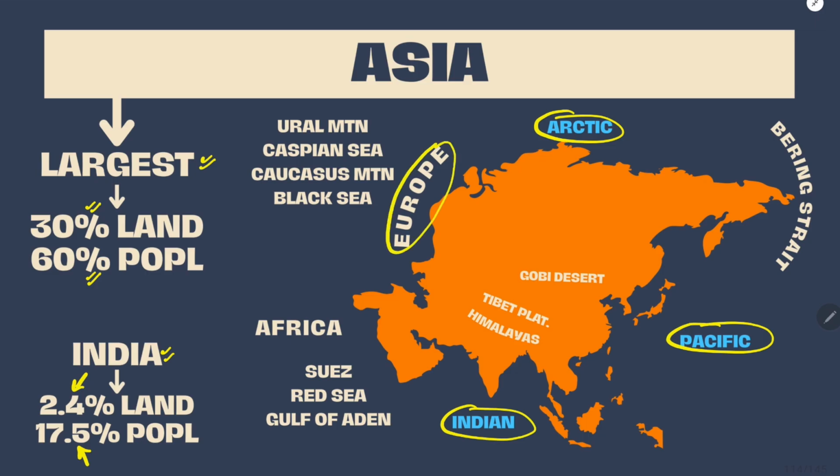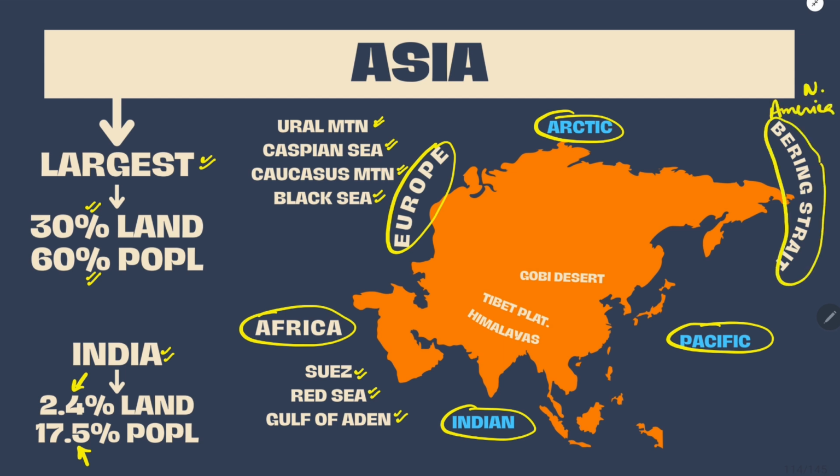Asia is separated from Europe by the Ural Mountains, the Caspian Sea, the Caucasus Mountains, and the Black Sea. It is separated from Africa by the Suez Canal, the Red Sea, and the Gulf of Aden, and it is separated from North America by the Bering Strait. Then we saw 3 important features of Asia, that is the Himalayas, the Tibet Plateau, and the Gobi Desert.